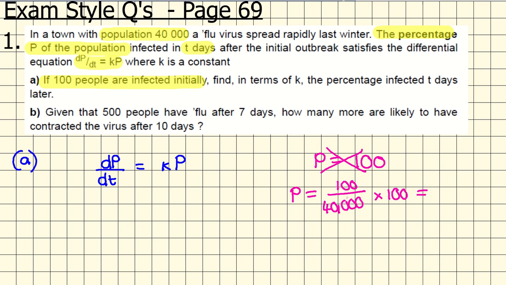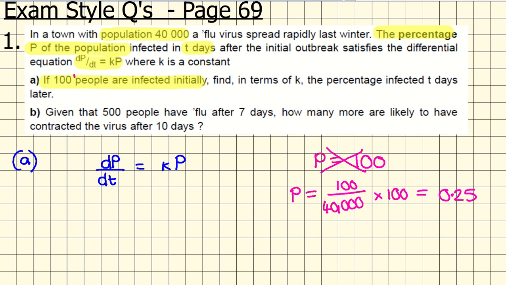So I'm going to get my calculator. 100 over 40,000 times 100. That works out to be a quarter, or I'll work that out as a decimal, which might be a little easier to understand. Feel free to write a quarter, 1 over 4, if you want, it doesn't matter. So that part is dealt with.